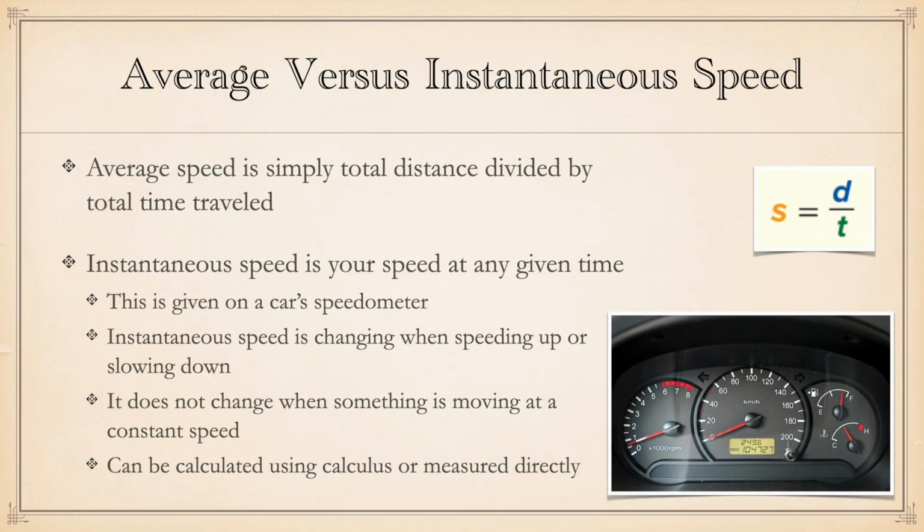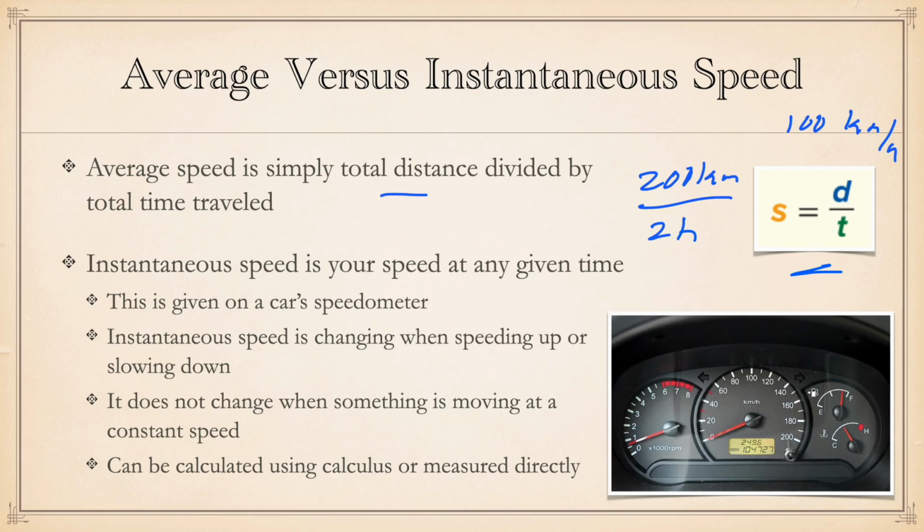Now, average versus instantaneous speed. Again, we still have the same equation here. Speed is distance over time. So average speed is simply the total distance divided by the total time traveled. So let's say we traveled 200 kilometers, that's our total distance, and it took us 2 hours. Our average speed would be 200 divided by 2, which is 100 kilometers per hour. So that'd be our average speed.